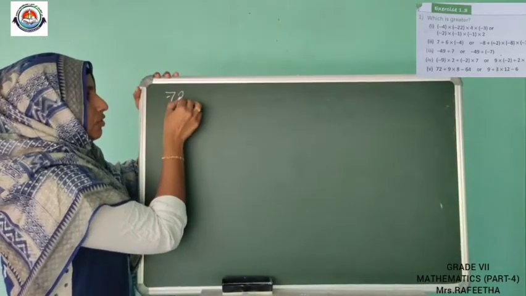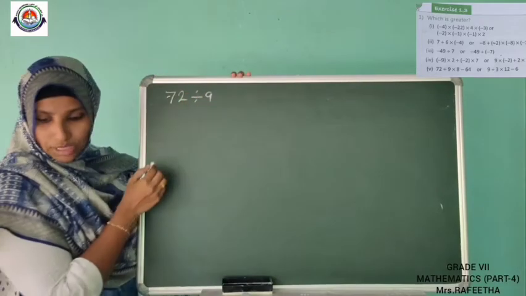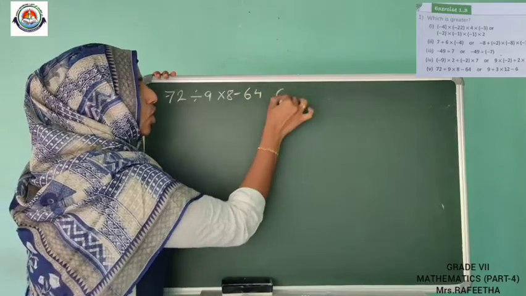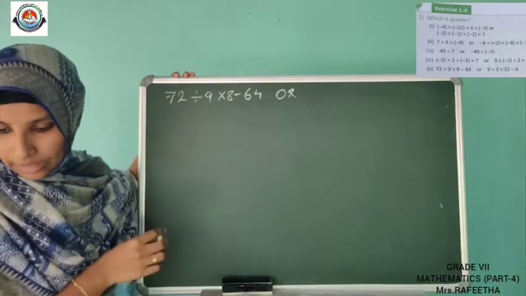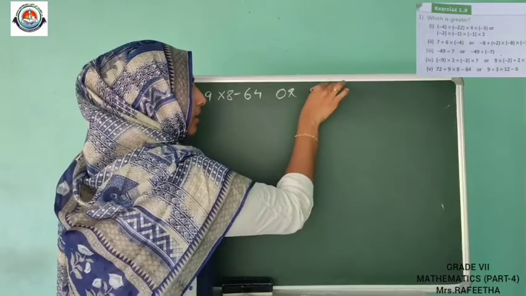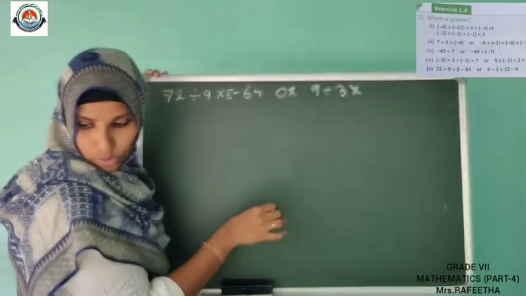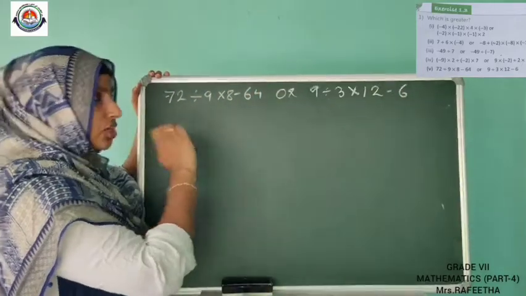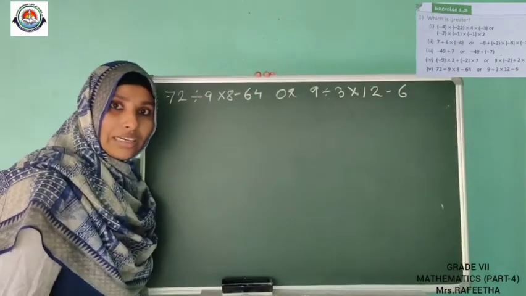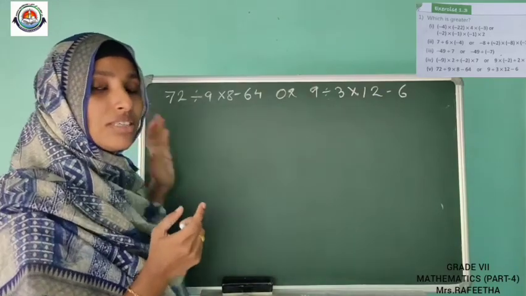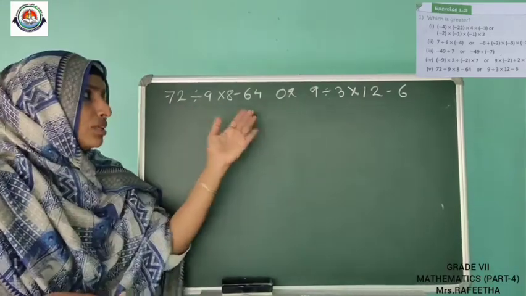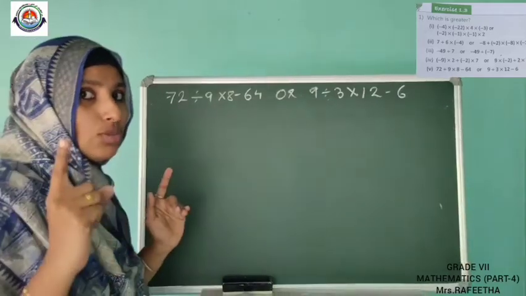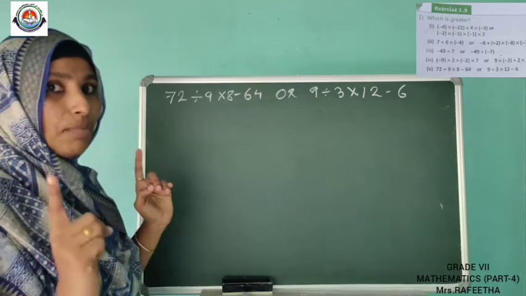Which is greater? We want to check 72 divided by 9 into 8 minus 64, or 9 divided by 3 into 12 minus 6. Is this numerical expression or this numerical expression greater? How can we identify which is greater? By solving these two. Okay, so shall we solve this? We can solve this by using which rule? Yeah, that is the DMAS rule.